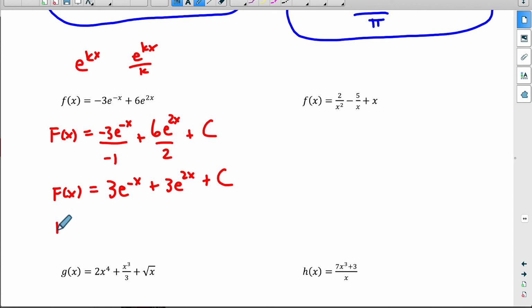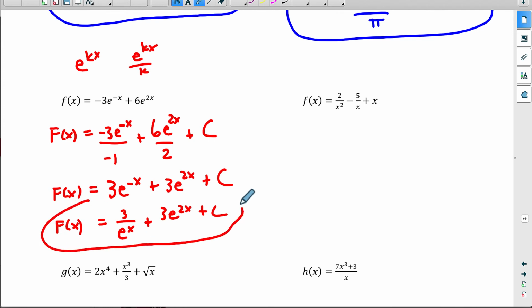Looks good. Some books or some questions don't want you to have negative exponents. If that's the case, of course, this would become 3 over e to the x plus 3e to the 2x plus c. Either one works for me. I'll circle the bottom one. I don't like those negative exponents.